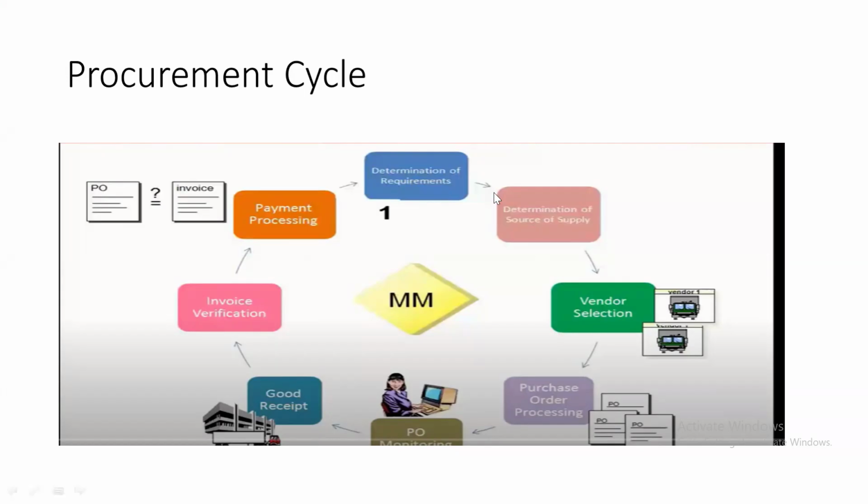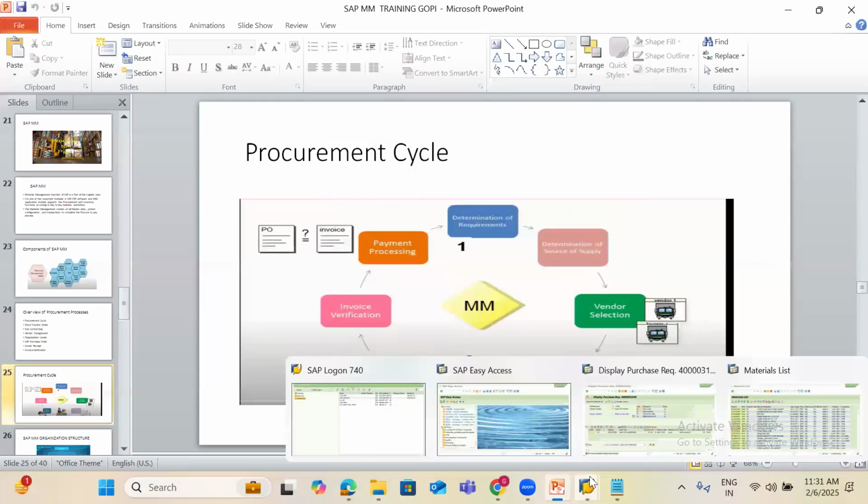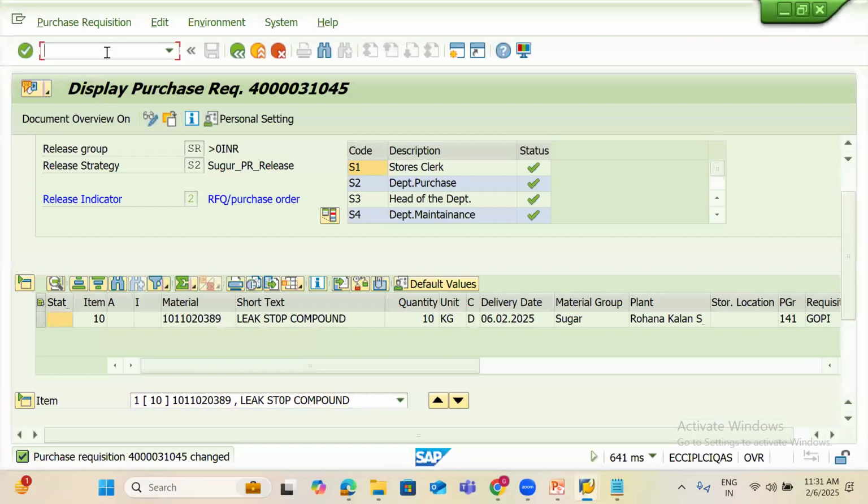Then comes determination of the source of supply. The source of supply is outside in the market. They will contact 3-4 vendors and ask for quotations. Out of those 3-4 vendor quotations, if any of them is okay, they will accept it as the vendor selection. Based on the vendor selection, they will create the purchase order against the indent. Go to ME21N to create a purchase order.